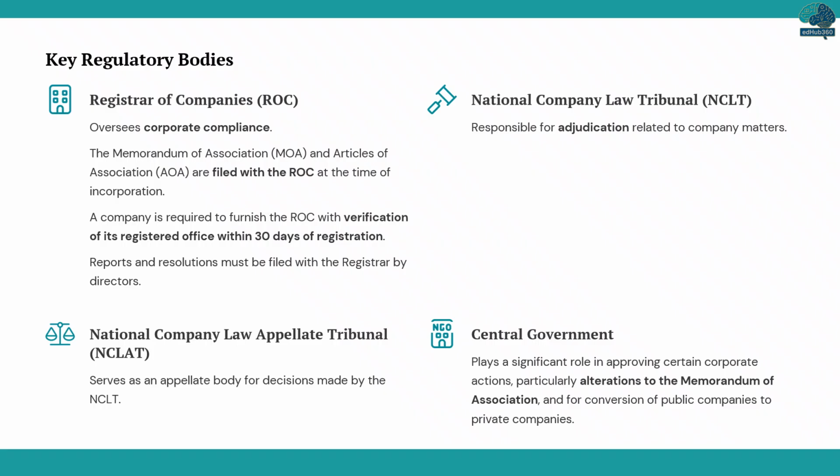Then we have the National Company Law Tribunal, or NCLT, which is responsible for adjudicating matters related to companies. The National Company Law Appellate Tribunal, or NCLAT, serves as the appellate body for decisions made by the NCLT. Finally, the central government plays a significant role, particularly in approving certain corporate actions, like alterations to the Memorandum of Association or the conversion of public companies into private companies.